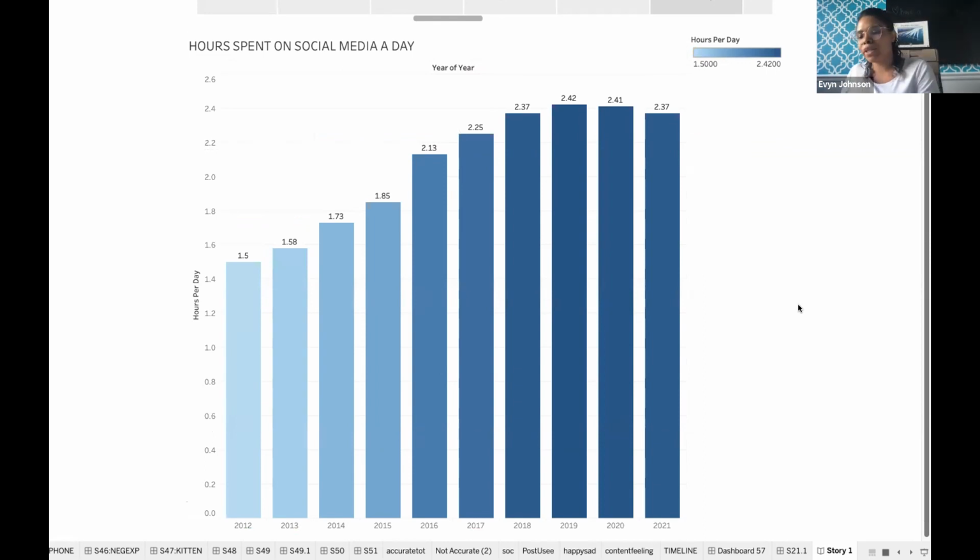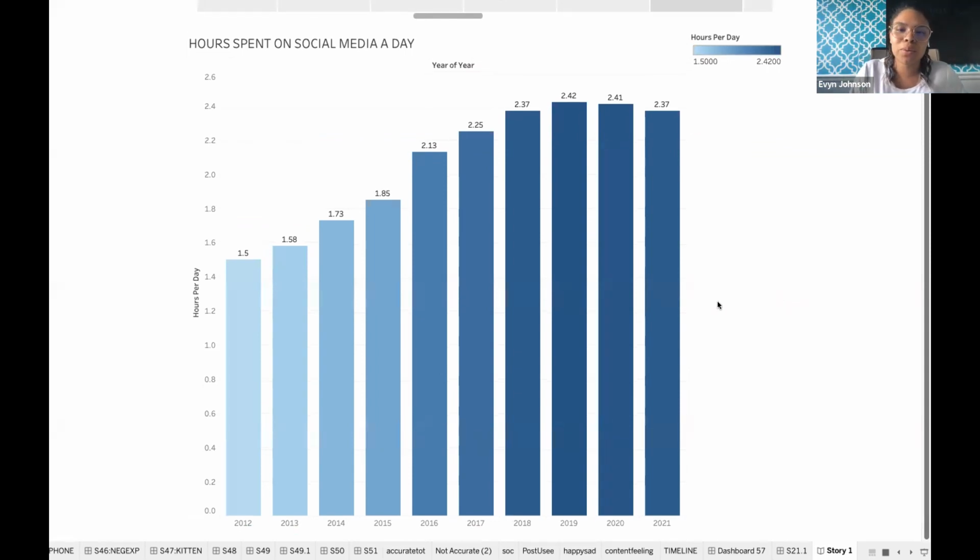And the average person spends about 2.37 hours a day on social media. You can see in 2020 that number was a little bit higher, presumably because of the pandemic and we were kind of all online. So, there's been a little bit of a decrease since then.